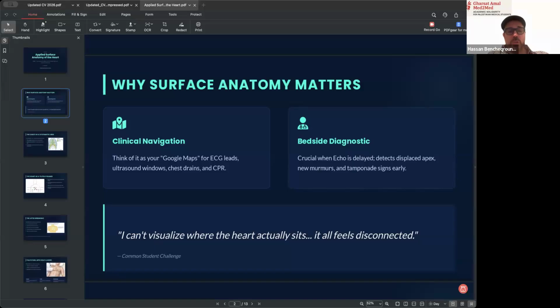Yes. So when we're talking about the cardiovascular exam, the surface anatomy matters because it is like giving you a map. It's your map, not just for the auscultation, but also for your EKG leads. And we're going to have a session only for EKG, how to place them and how to interpret them. And I would like to decomplicate it.